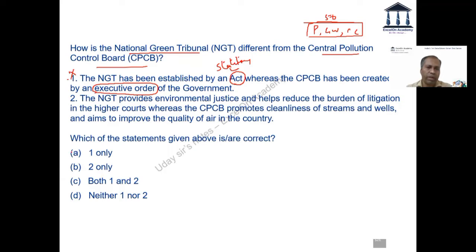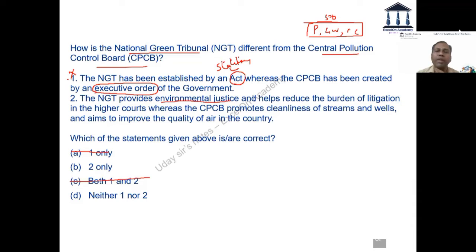Which means what do I know? I know for sure that this is gone and this is gone. So now I have to look at statement 2 to figure out whether statement 2 is correct or that is also incorrect. Okay. The NGT provides environmental justice, and helps reduce the burden of litigation in the higher courts. Remember, go back to our class, NGT. Why was NGT formed, when already High Court and Supreme Court were there? Go back to the slide on NGT, you'll get a direct answer to this. Whereas CPCB promotes cleanliness of streams and wells and aims to improve the quality of air in the country.